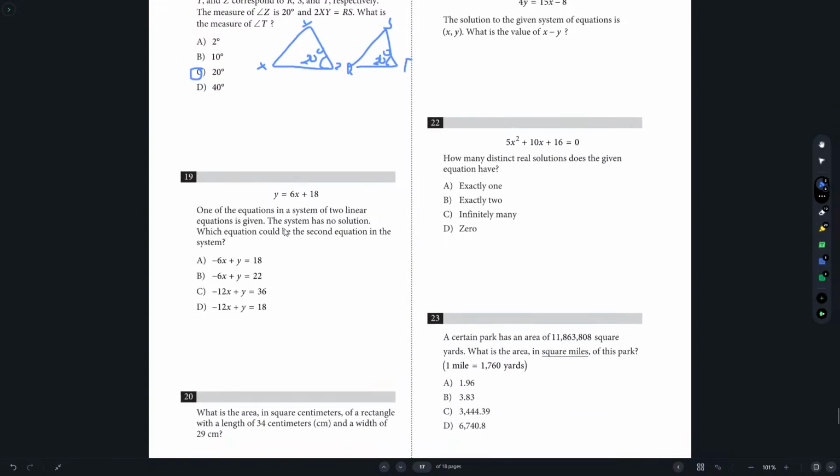The angles are proportional. Of course. One of the equations in a system of two linear equations is given. The system has no solution. Which equation could be the second equation in the system? It's probably A. Just by looking at it, if we plug this into A, we have negative 6x plus 6x plus 18 is equal to 18. These 18s cancel out and these x's cancel out, and we get 0 is equal to 0. So there is no solution. I'll say A.